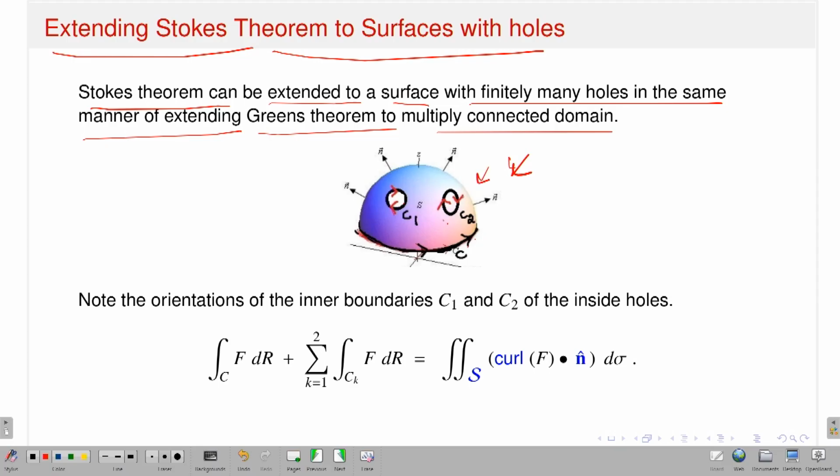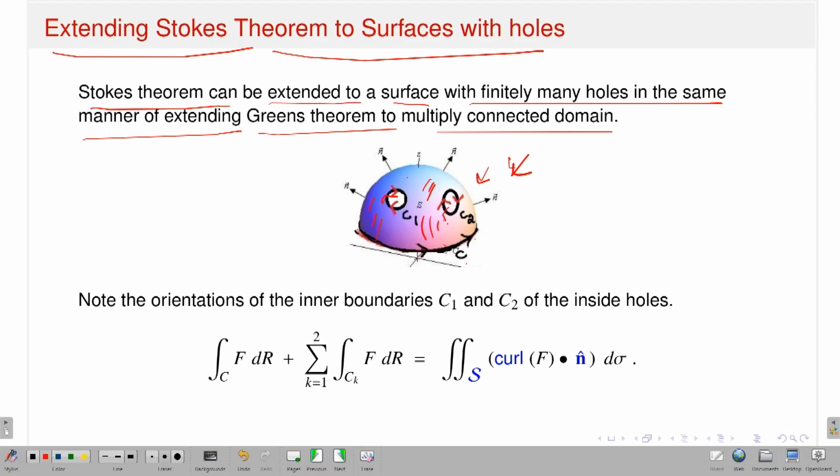Suppose you are given this kind of surface with positive orientation, that means the normal at a point is pointing upward. Then this orientation will automatically induce a positive orientation on the outer boundary C. That means if I move in the counterclockwise direction, my surface is on the left-hand side, which is the positive orientation. On the inner boundaries C1 and C2, the surface induces a positive orientation if I go along them in the clockwise direction, because then my surface is on the left-hand side.